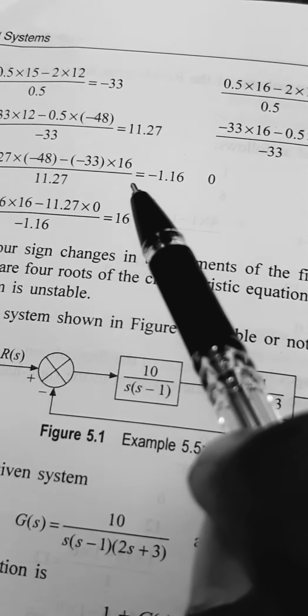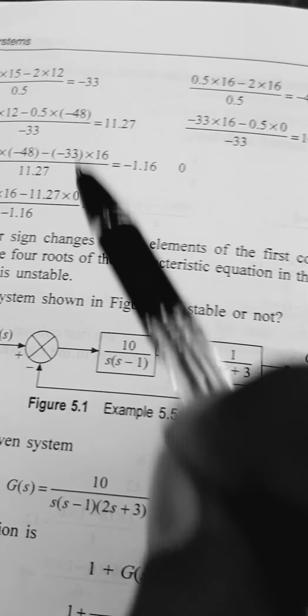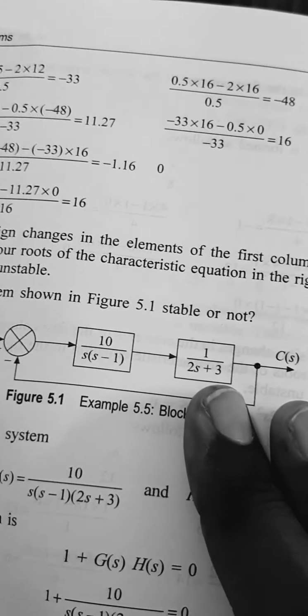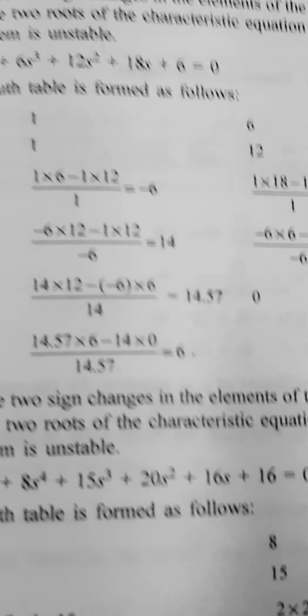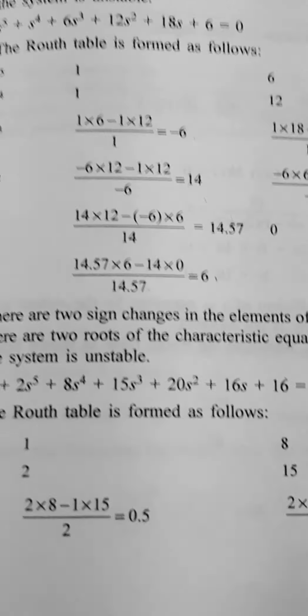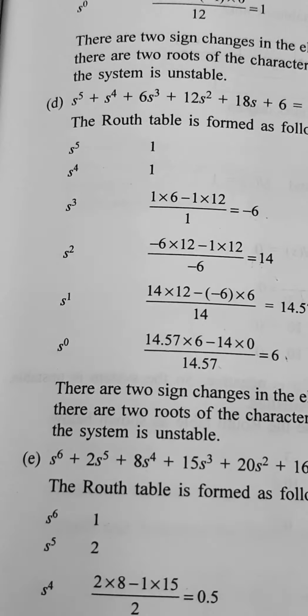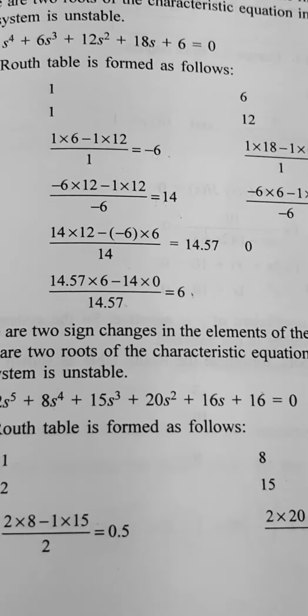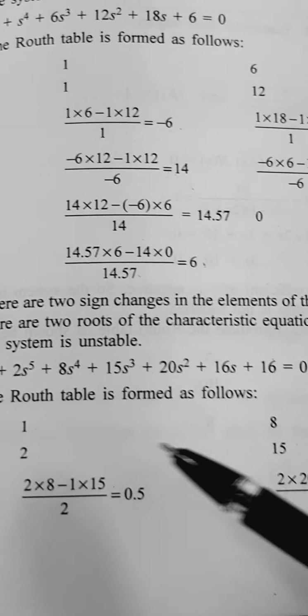When you are coming here again, it is minus 1.16 here. Now when you are observing, you can see that the elements in the first column are not in the same sign. Not all are positive. If it is positive, then you can say that it is stable. When you are observing it here, all are positive.